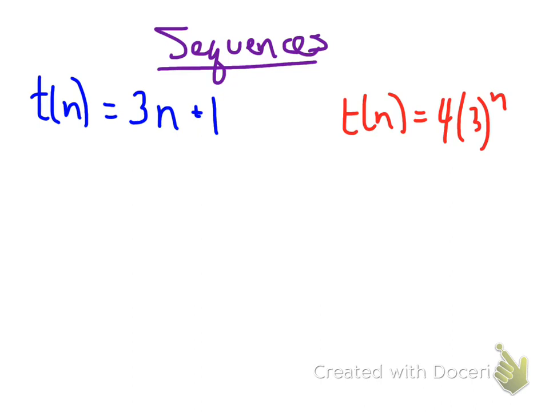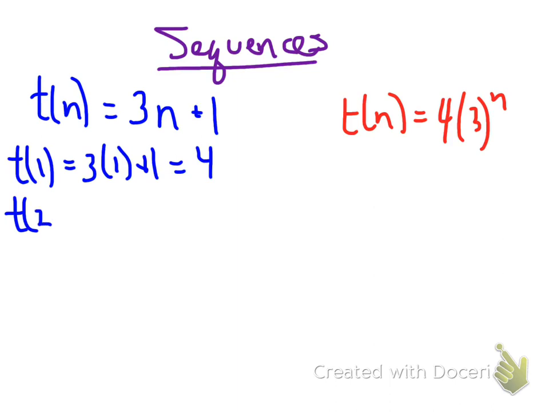Okay, if I want to write the first 4 terms, so what I'm going to do here, if I want to do term 1, that means I'm putting a 1 in for n. Term 1 is going to be 3 times 1 plus 1. So term 1 would be 4. Term 2 would be 3 times 2 plus 1, which is going to be 6 plus 1, or 7. And I can keep going from there.